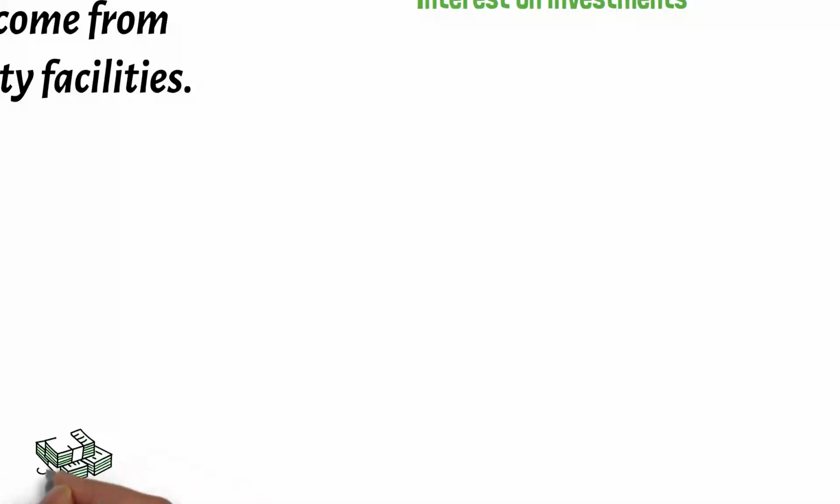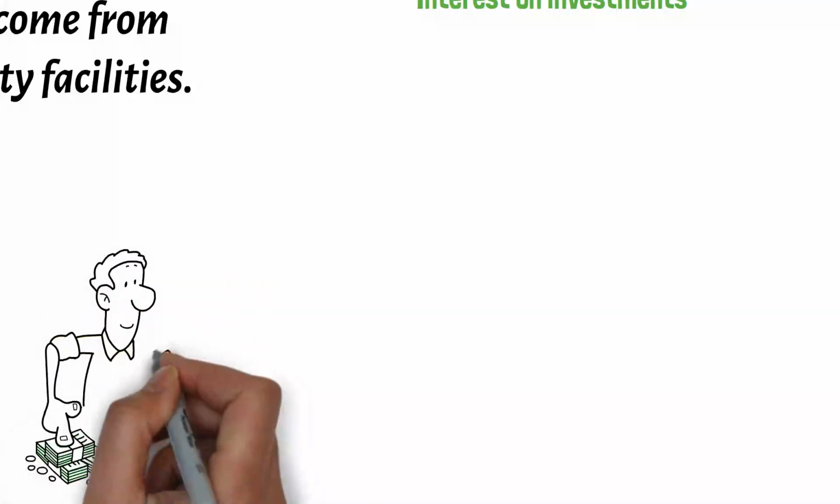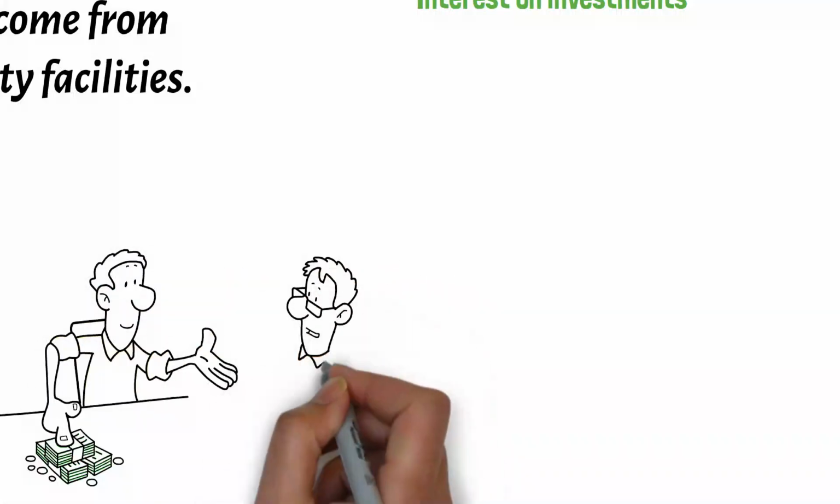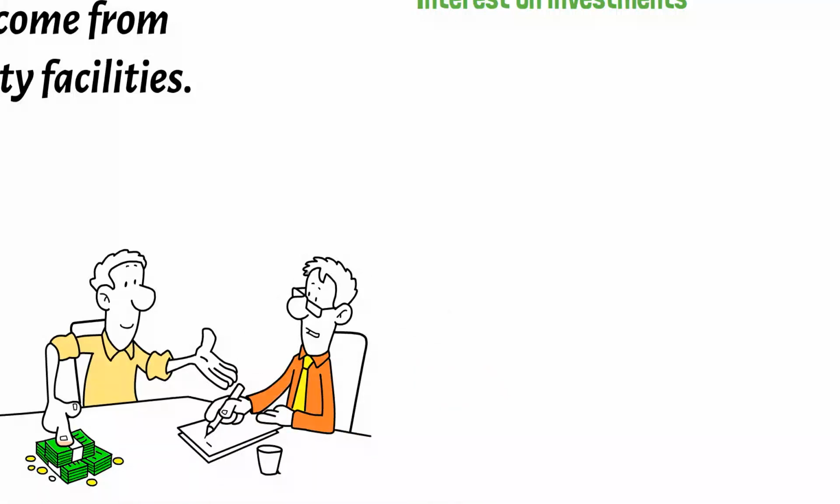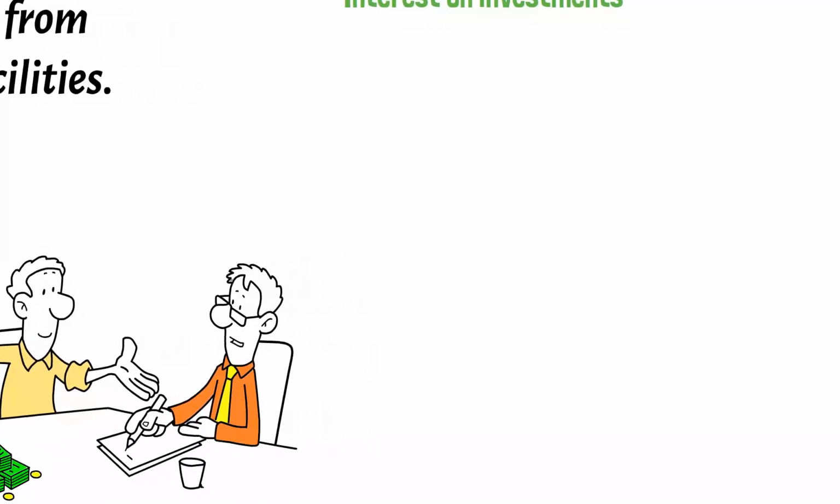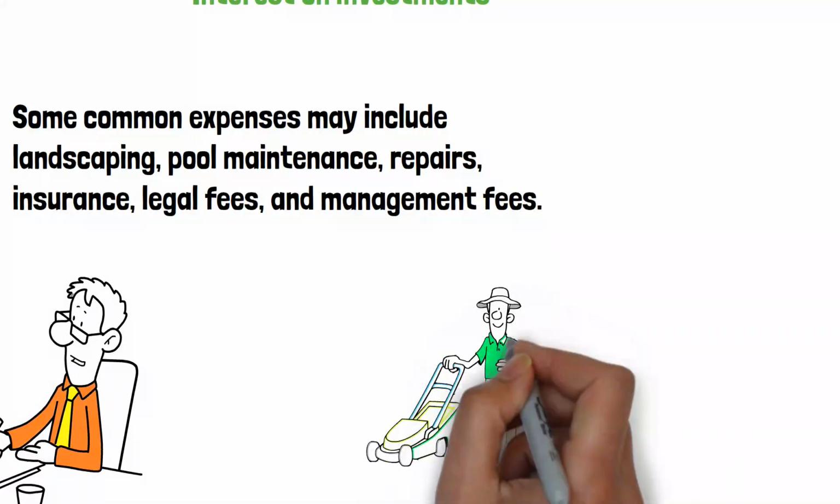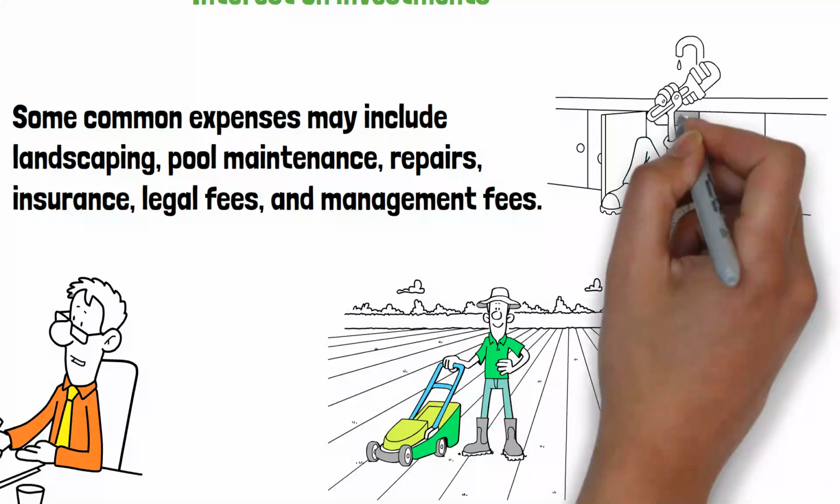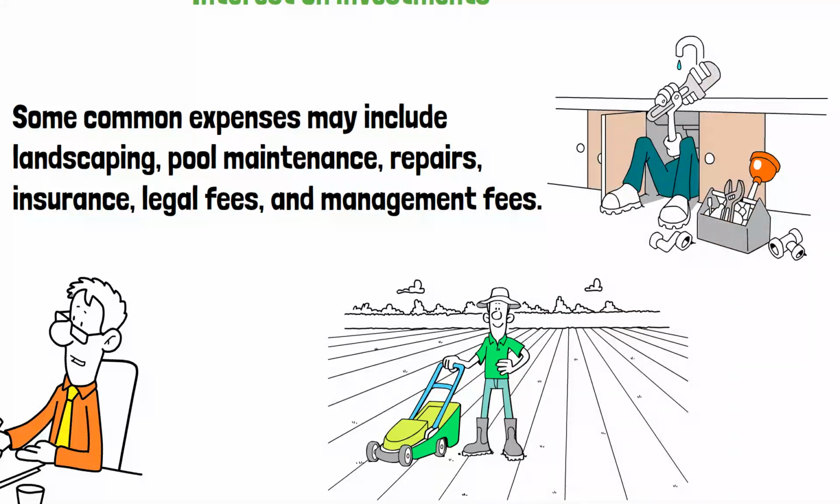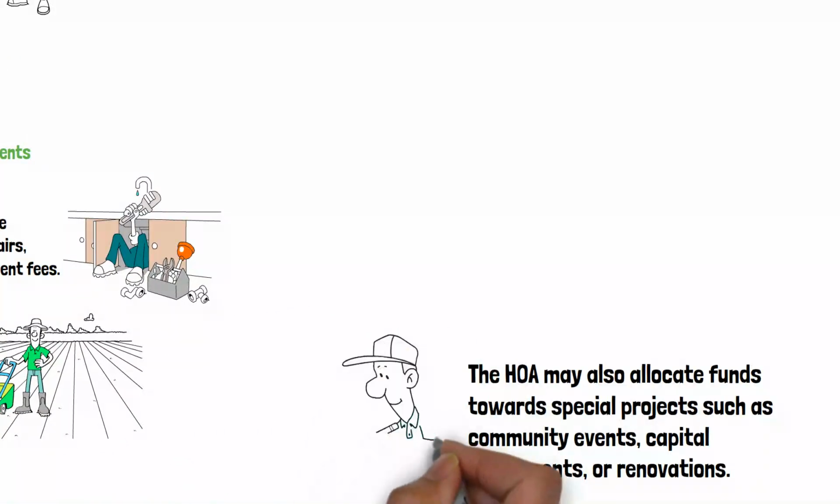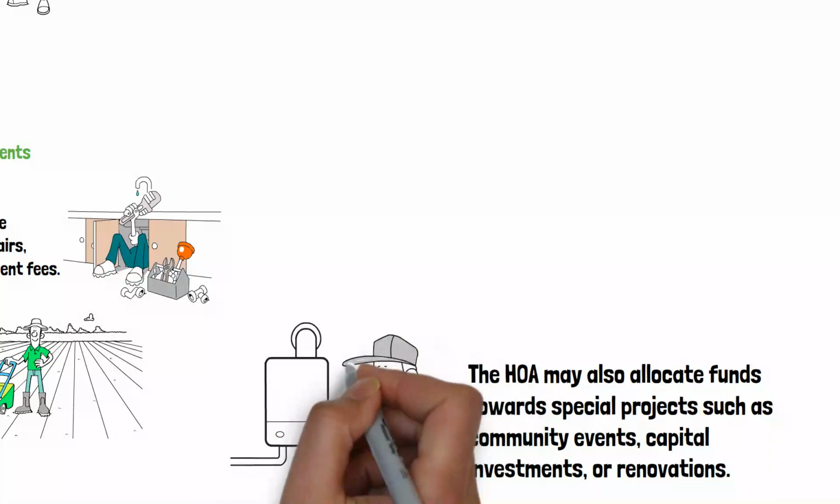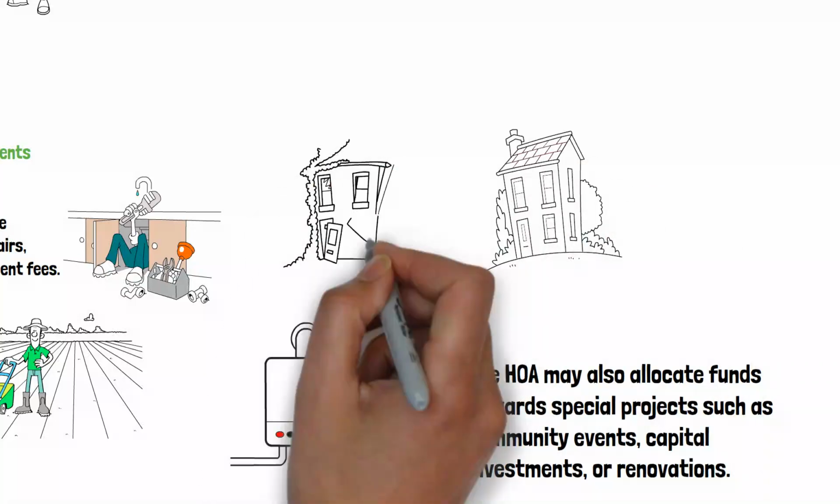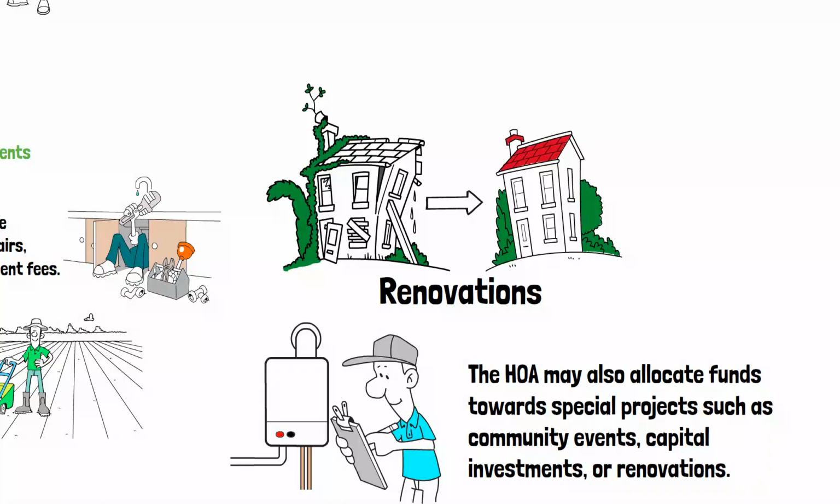Once the HOA has determined its income sources, the next step is to allocate those funds towards expenses. Expenses are the various costs associated with running and maintaining the community. Some common expenses may include landscaping, pool maintenance, repairs, insurance, legal fees, and management fees. In addition, the HOA may also allocate funds towards special projects, such as community events, capital investments, or renovations.